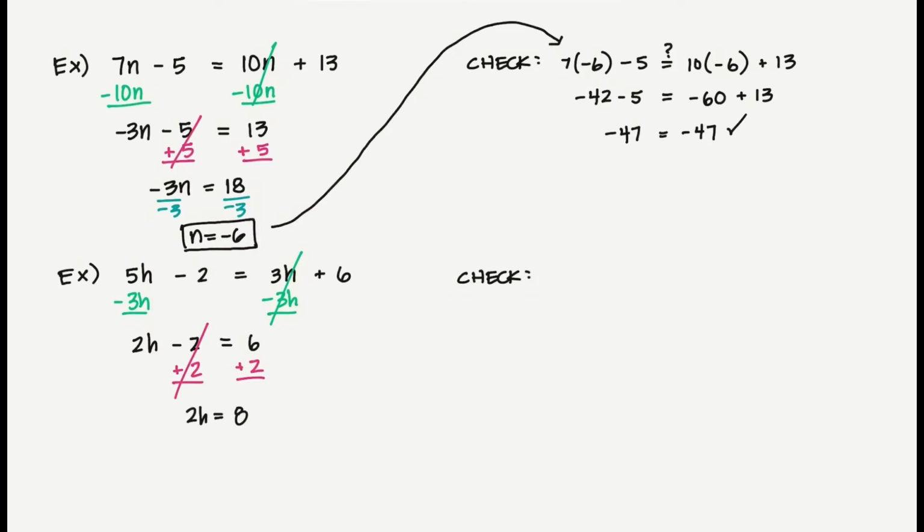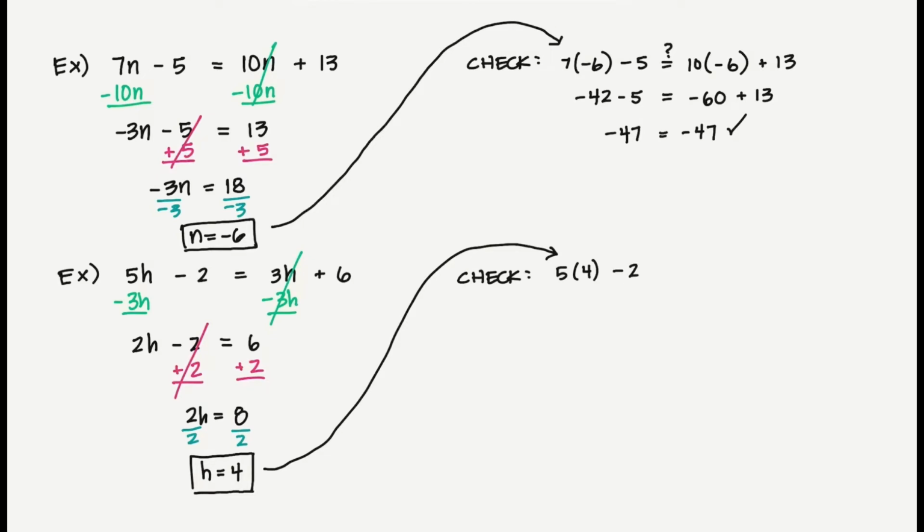And then we can divide both sides by 2 to get that h by itself. My final answer, h is equal to 4. So let's go ahead and plug this in as well. So I have 5 times 4 minus 2 is equal to 3 times 4 plus 6.